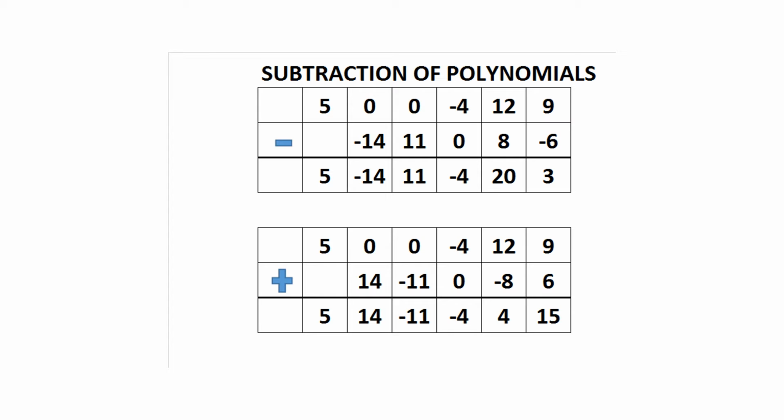Okay, now the negative sign becomes a positive sign, and we simply add. So we have 9 and 6 is 15. 12 and negative 8 is 4, negative 4 and 0 is negative 4. 0 and negative 11 is negative 11. 0 and 14 is 14, and we have a 5. It's much easier to change everything into an addition problem.